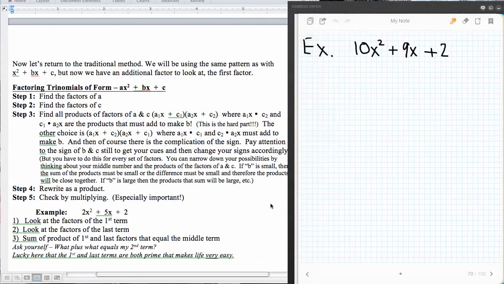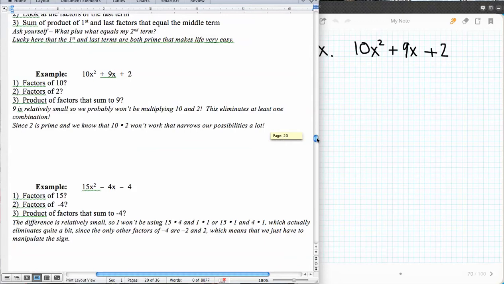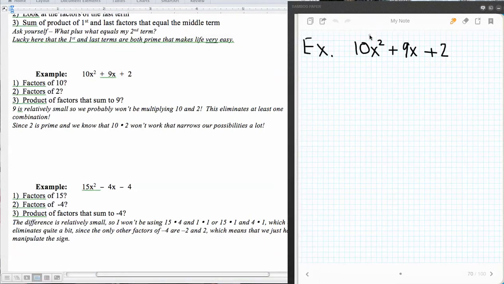Now let's try it again. So we have our next one. We have the factors of 10. Now this one's going to be a little bit harder because we have more factors. So 1 and 10, and we have 2 and 5. And then for 2, we have this 1 and 2. Thank goodness.